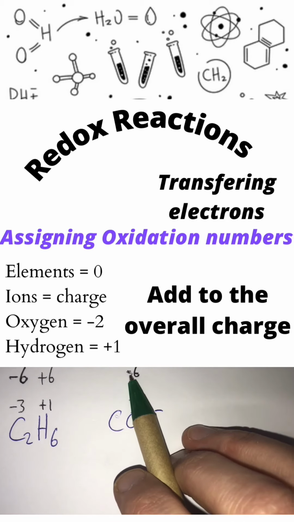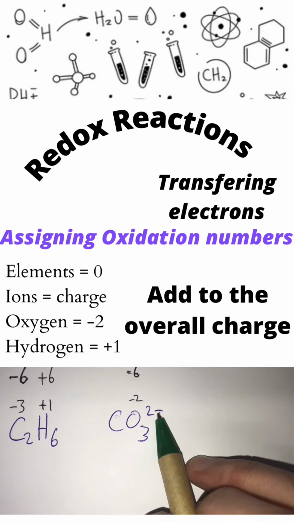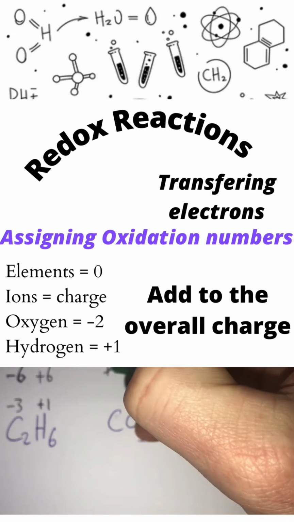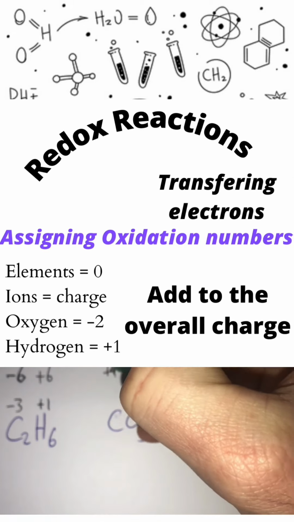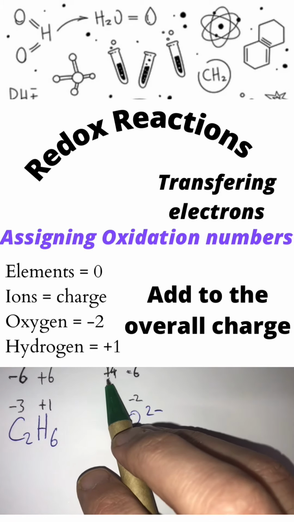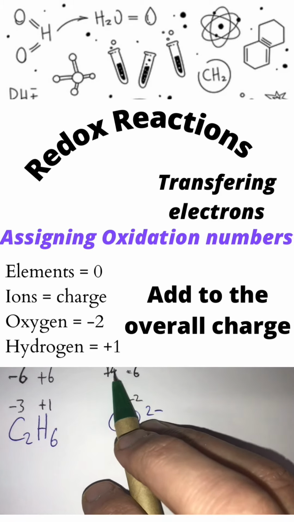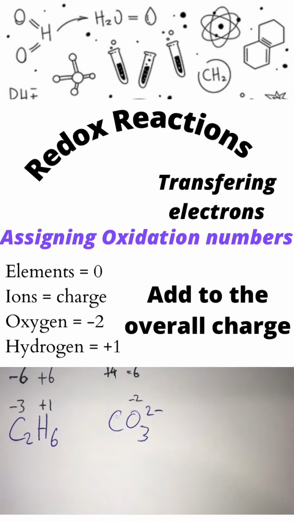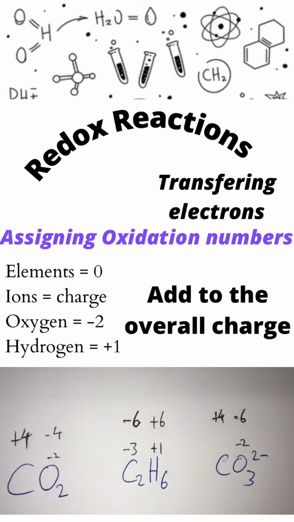So what do I need to add to -6 to bring it up to -2? That's going to be +4. So therefore our oxidation number on carbon in our carbonate is +4 because +4 take away 6 gives me -2. And that's assigning oxidation numbers to these guys.